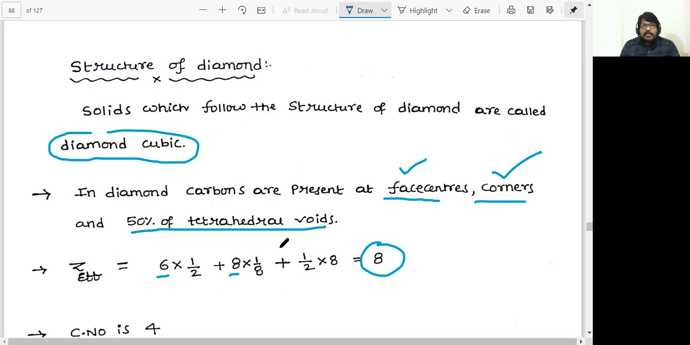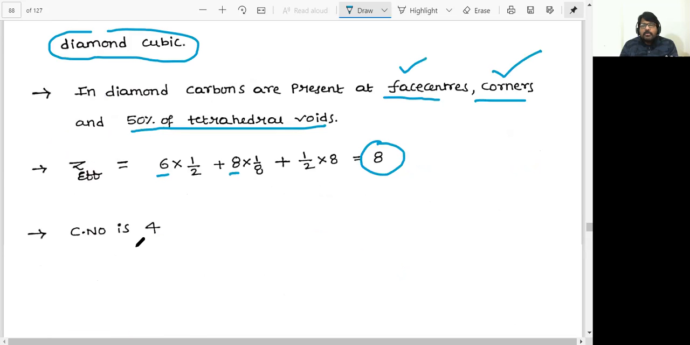And the coordination number, if you observe, very clear. Here some carbon atoms are occupying 50% of tetrahedral voids. So carbon is sitting in a tetrahedral void. You already know a tetrahedral void is surrounded by 4 particles or 4 spheres, hence the coordination number is 4. And even some carbons are present at face centers, some carbons at corners, some carbons at 50% of tetrahedral voids, whatever it may be, every carbon is surrounded by 4 other carbon atoms. The number of nearest neighbors is 4, and here coordination number is 4.